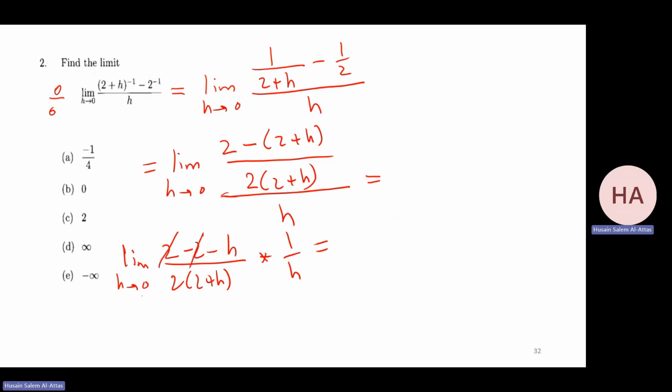So this is cancelled. Also, if you notice, this would be limit h goes to 0, minus h over 2h times 2 plus h. This h with this h cancelled. The answer is what? As h goes to 0, minus 1 over 4, which is this one.